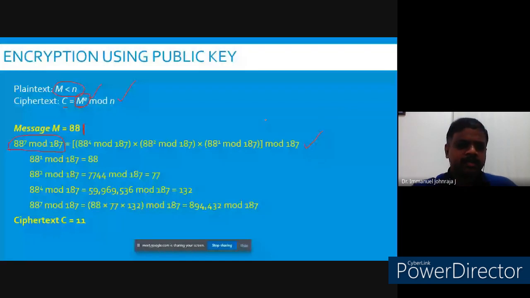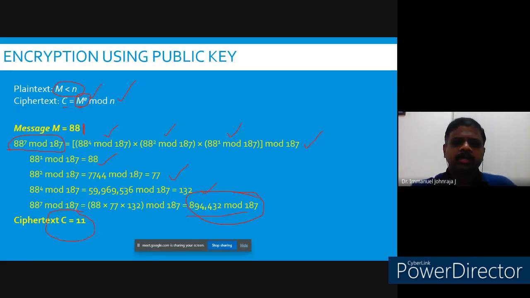All right, so 88 mod 187 is 88. 88 power 2 mod 187 is 77. Then 88 power 4 mod 187 is 132. Now 132 multiplied by 77 multiplied by 88, mod 187, will give you 894,432. If you again take the mod 187, you will get the ciphertext as 11.